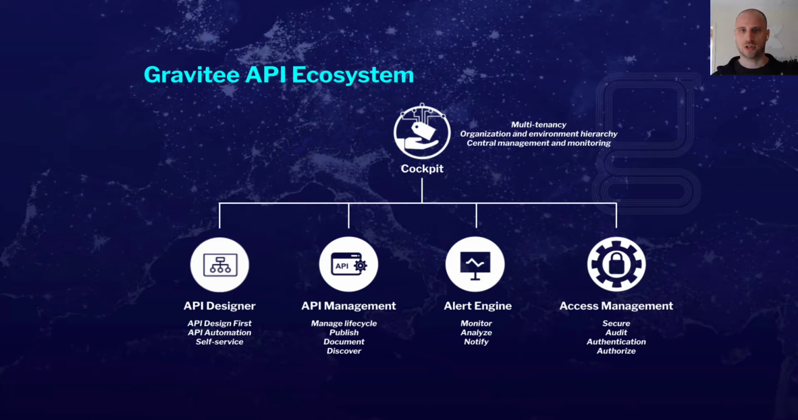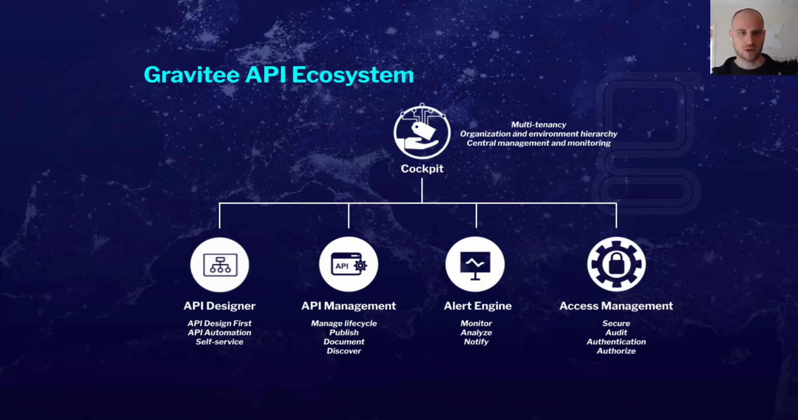And then finally, we have the cockpit. So the cockpit is basically a control plane that allows you to have a central view and central user interface to monitor all the installations within your Gravitee API ecosystem, as well as any alerts or monitoring information and global organizational settings that you can provide in this cockpit interface.